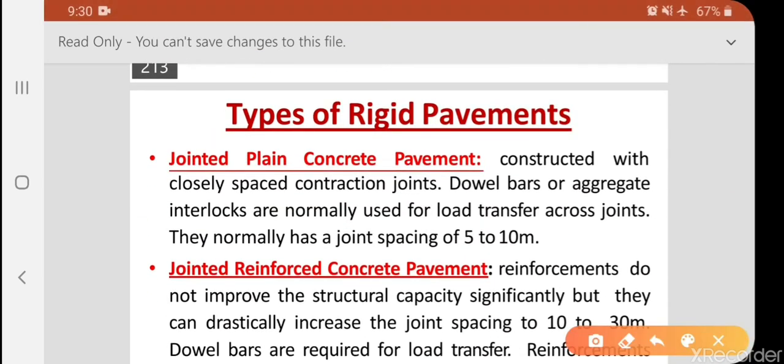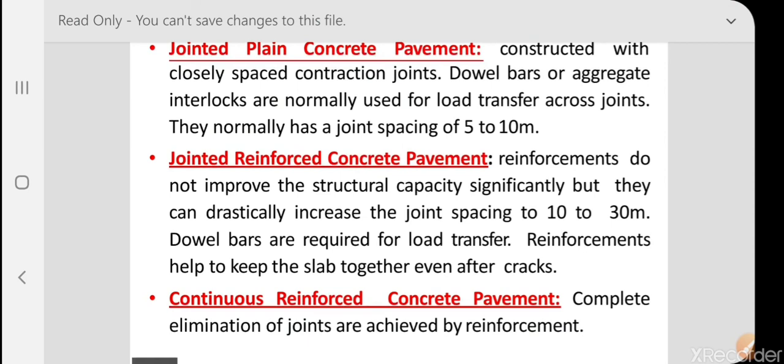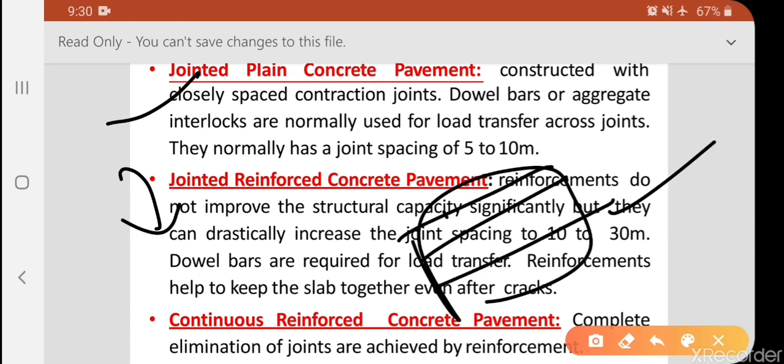First one, jointed plain pavement. Construction with closely spaced construction joints; dowel bars or aggregate interlocks are normally used for load transfer. This is for lesser joints, around 5 to 10 meter joint spacing. Next, jointed reinforced concrete. Compared to this, it will have more strength as well as more life, because we have provided reinforcement here. Here no reinforcement; here we have provided reinforcement.